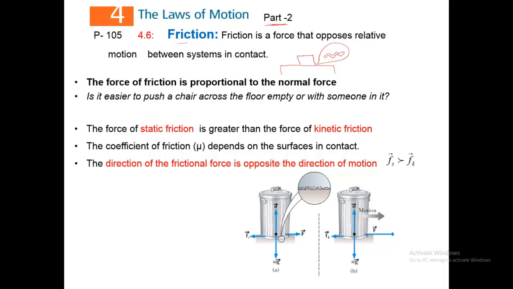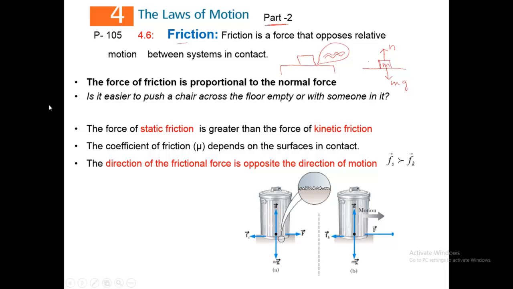The force of friction is proportional to the normal force. If you are on a horizontal surface, for example like this one, and this is an object having mass m, its weight mg is downward, and the reaction force is in the upward direction. So this force of friction is proportional to the normal force. If you put some more weight on it, the force of friction will increase.